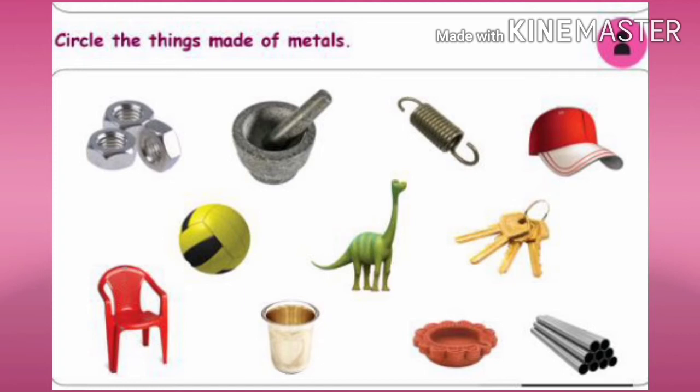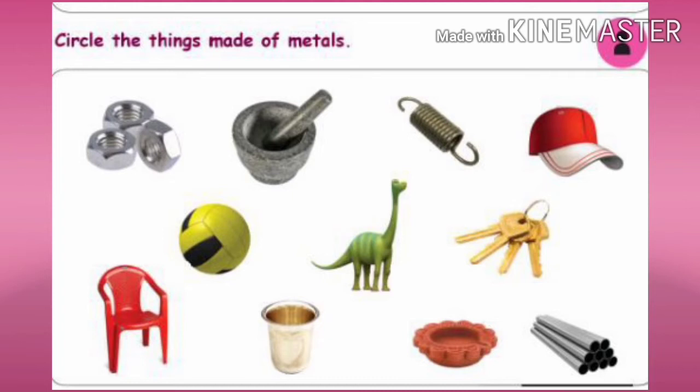First, observe all the things in this picture. First row, second row and third row. Three rows are given. See all the things in this picture, and then we have to circle the things made of metals. Are you ready, children? First, observe the things. Yes, children. Now, we will circle the things.